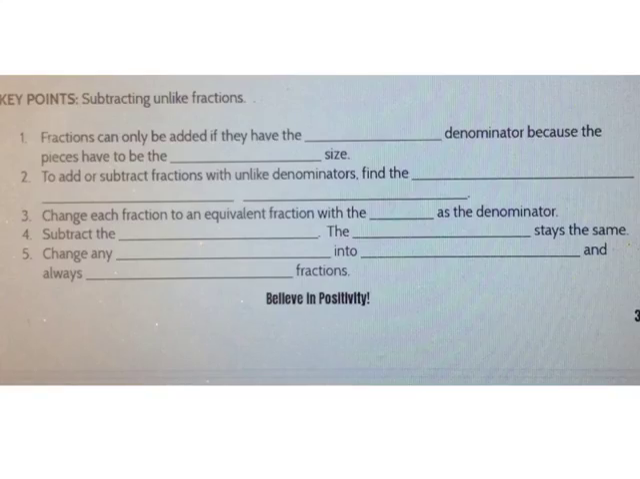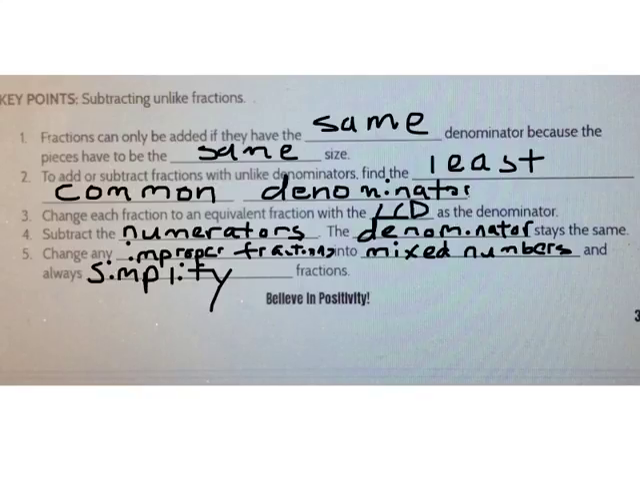There are certain steps that we can take every time to subtract fractions that don't have the same denominator. Fractions can only be added if they have the same denominator, because the pieces have to be the same size. That also goes for subtraction. Make sure you've written same on both of the first two lines. To add or subtract fractions with unlike denominators, first find the least common denominator.